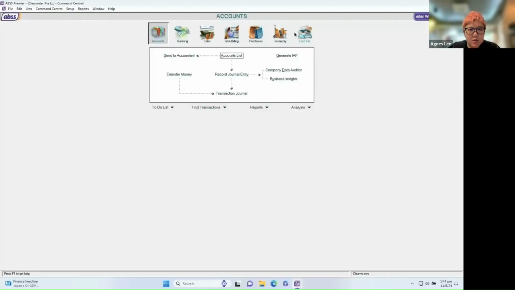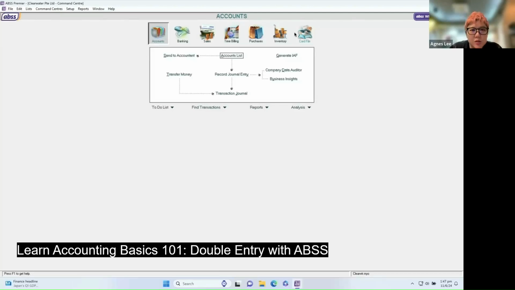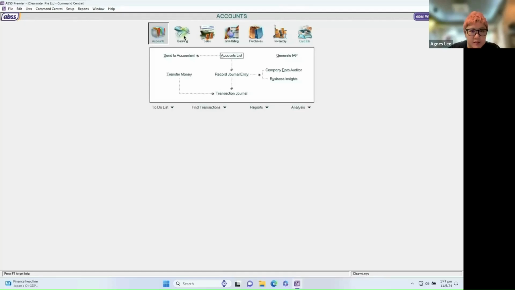Hello, everybody. Today I'm going to introduce how to use ABSS to learn basic accounting 101, more towards the double entry. So let's talk about a very basic one, the expenses.